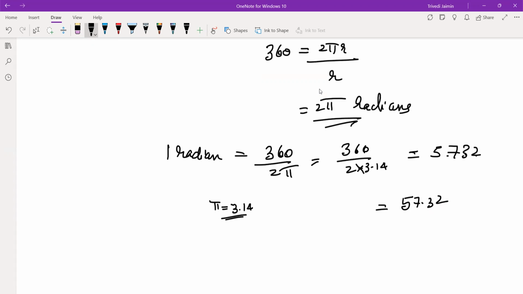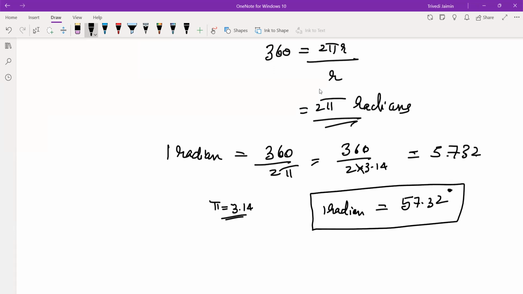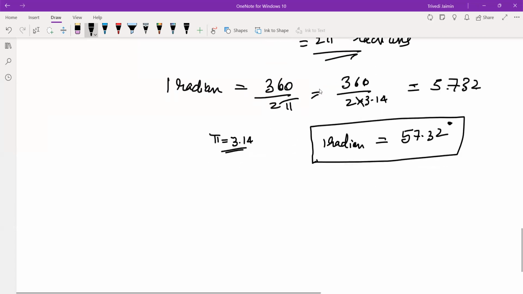Because 360 divided by 2 is 180. So 180 divided by 3 is around 60. So this is in degrees. So 1 radian equals 57.32 degrees. Okay. Let's try one question.